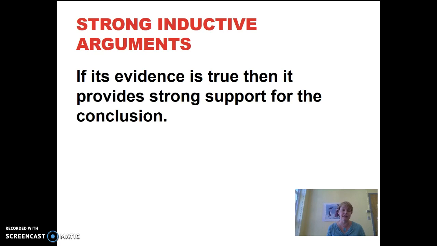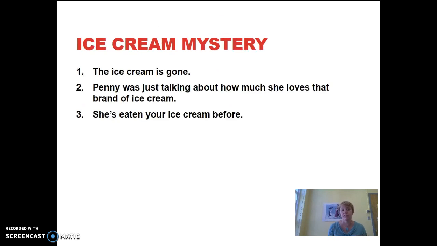Let's go back to the ice cream mystery. In this case, we're not going to use elimination. We're not going to kind of piece it out in our mind. Instead, we're going to use clues. First off, we know the ice cream is gone, so that's a good clue. And we know from past experience that Penny was just talking about how much she loves that brand of ice cream. And even more damning, she's eaten your ice cream before. So based off of this, there's a very good chance that Penny is the culprit. Now, is it guaranteed? No. We can't lock Penny up and put her in ice cream jail. But we're predicting from past behavior that Penny probably did it. And there's a very good chance that she did.